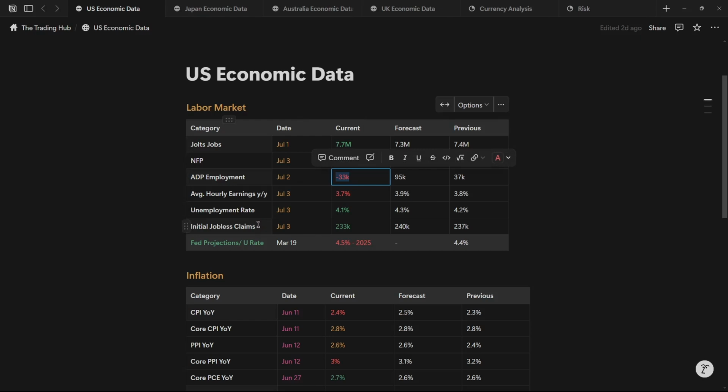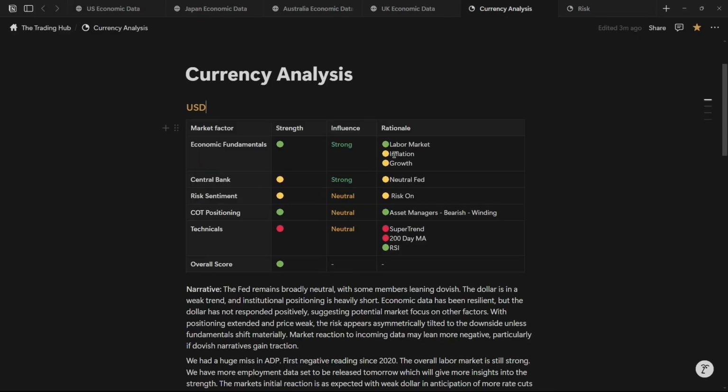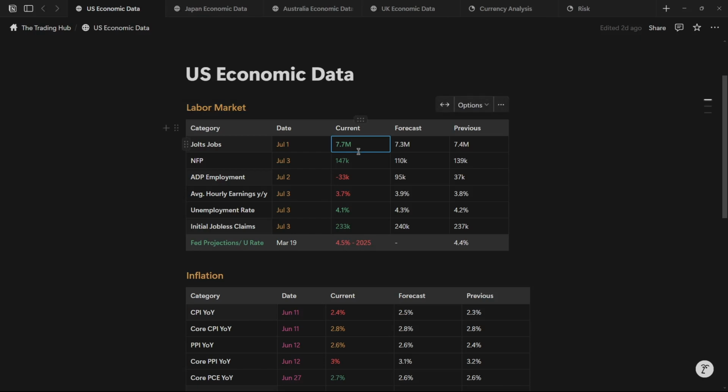So given that we have 6 readings right here and 4 of them are a beat, so we have 1 here, 2, 3, 4, and then we have 2 misses in the labor market. So given that we have 4 positive and 2 negative, this would mean that the labor market currently has a green reading, so it has a single positive. So this is why you see this single green here for the labor market in the US. So we have more beats than misses.